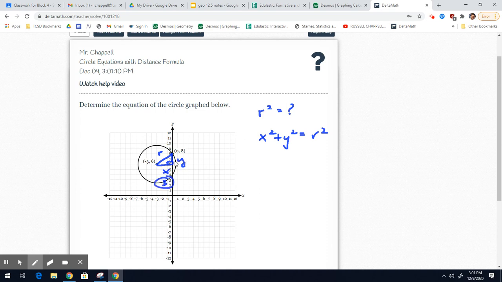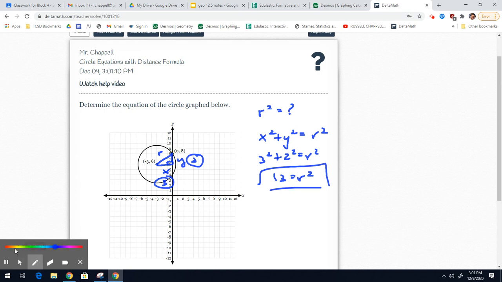So my x is 3, and my y is 2. So I'm doing 3 squared plus 2 squared equals r squared. 3 squared plus 2 squared is 13. That's your r squared, and you stop. That's going to go in the formula. So now, negative 3, 6 is my center. That's my h and k.